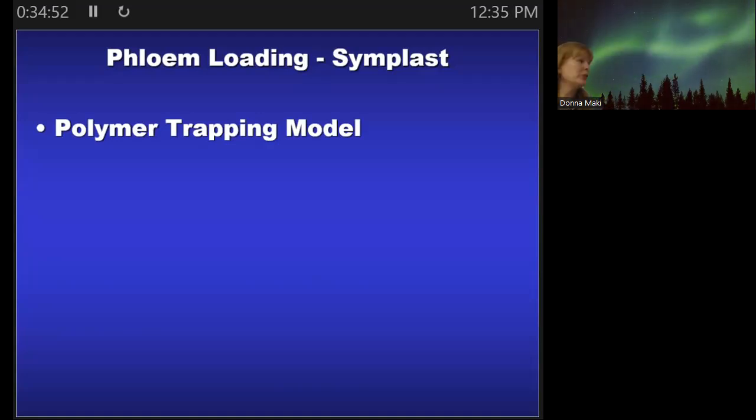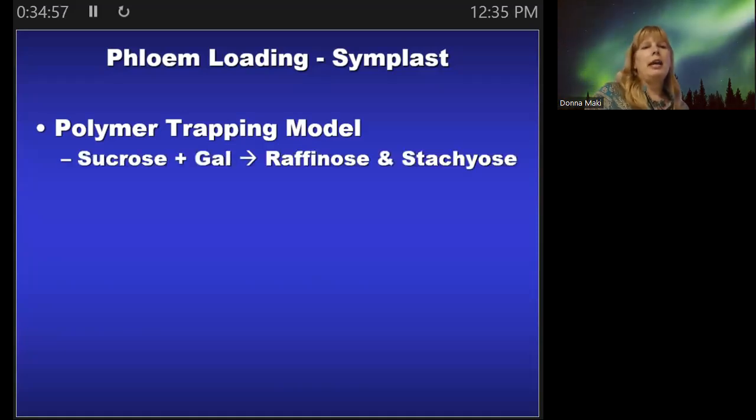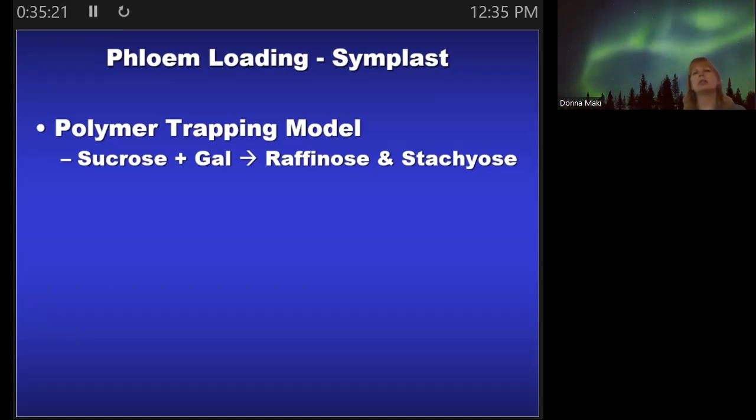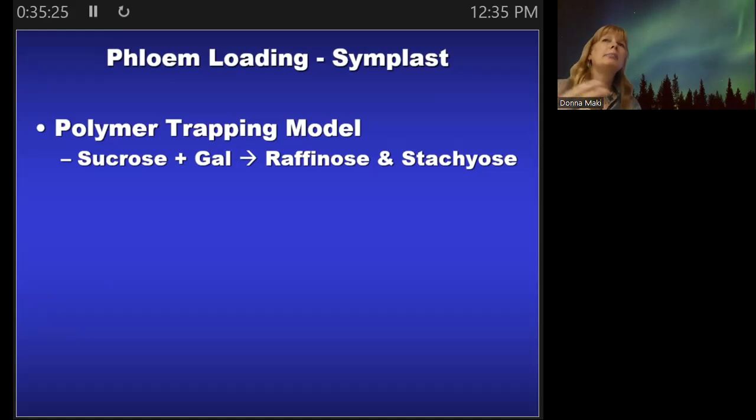So over some beer and maybe some fish and chips, they said, okay, what happens if we get sucrose loading into the companion cell tube element complex and it doesn't stay as sucrose? It gets transformed through a chemical reaction into something else. So that's what's being shown here. Sucrose is getting a galactose molecule added to it. Well, that makes it bigger.